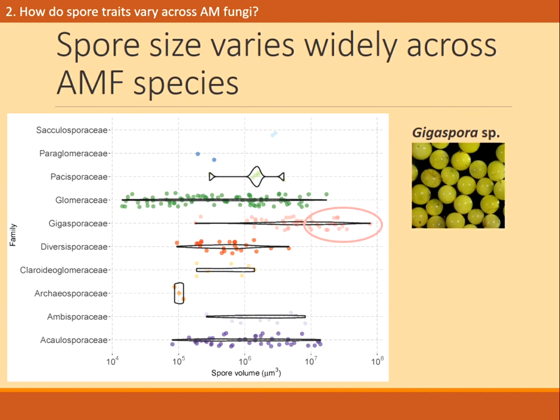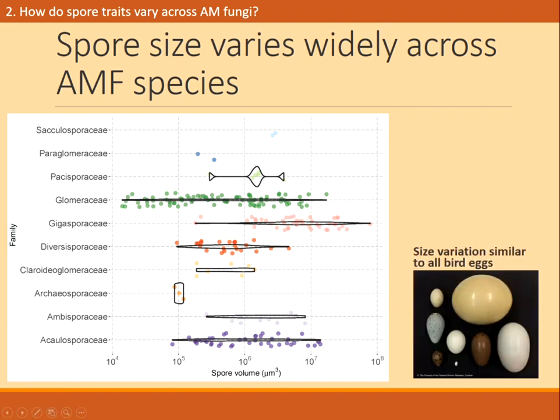And I bring this up because we typically think of AM fungi as forming these huge spores, and they do. So those are the quintessential Gigasporaceae spores. They exist on this end of the spectrum, but it's also important to remember that there's a lot of variation in spore size across different species of AM fungi. And just for comparison's sake, the amount of variation in AM fungal spore size is similar to the amount of size variation that you see in eggs across all species of birds on Earth.